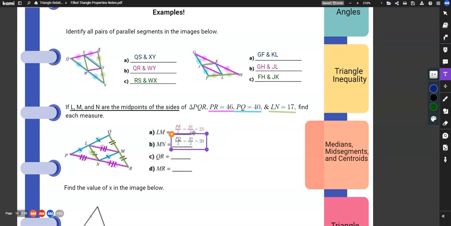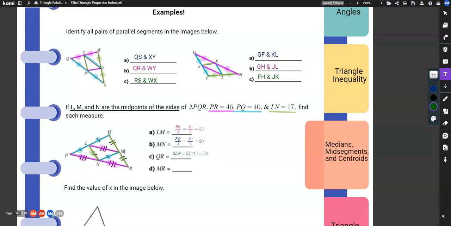To find the length of segment QR, we can see that's the base that is parallel to segment LN, midsegment LN, which we were given as 17. And so for this one, it is fairly simple. We're going to say that QR is equal to 2 times LN. And so that means it is 2 times 17. Therefore, the answer is 34.